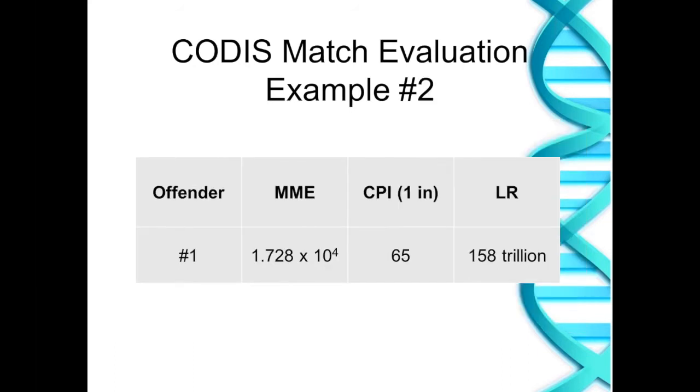This is a second example of how our automated process resolved the CODIS mixture. And what I want to show you here is that you've got an MME here that's roughly 2 times 10 to the 4th with a CPI of 65, but the LR is 158 trillion. So there's a lot of good information in this mixture, even though you have a pretty small MME.